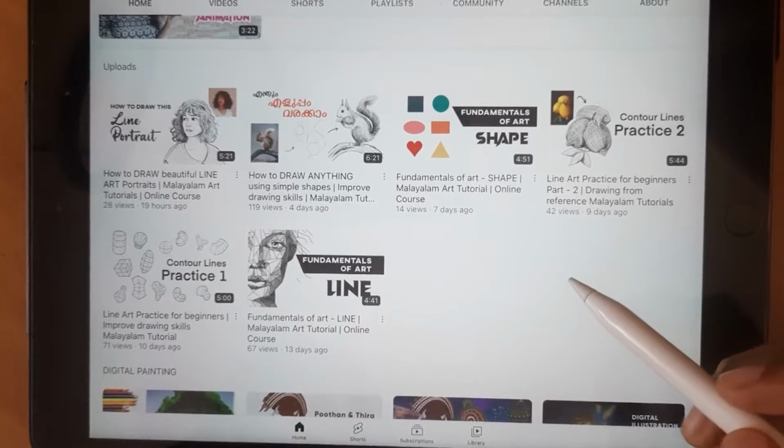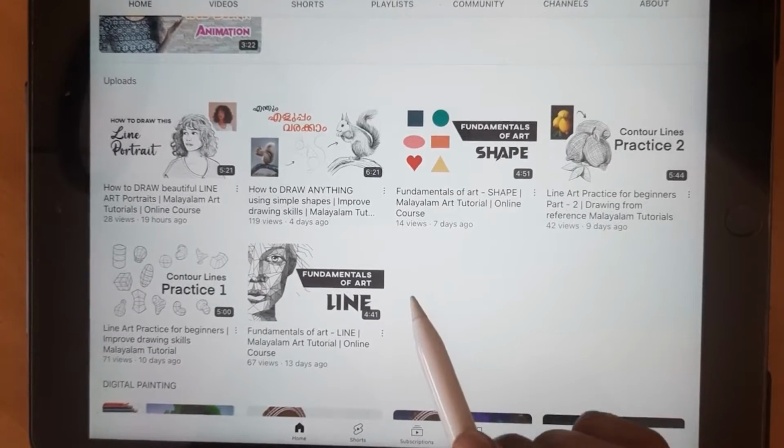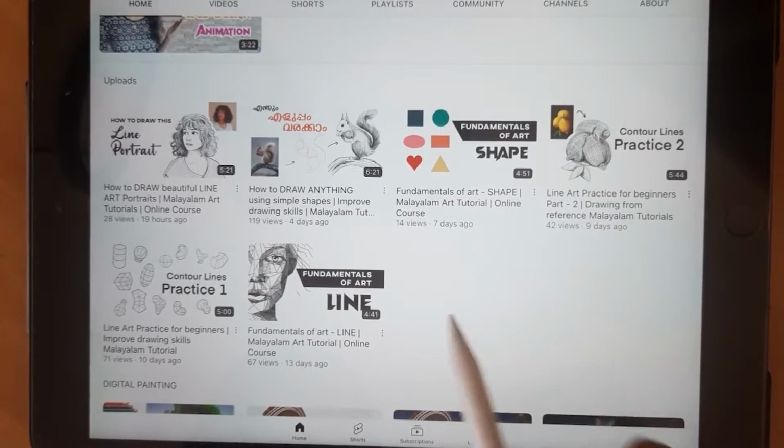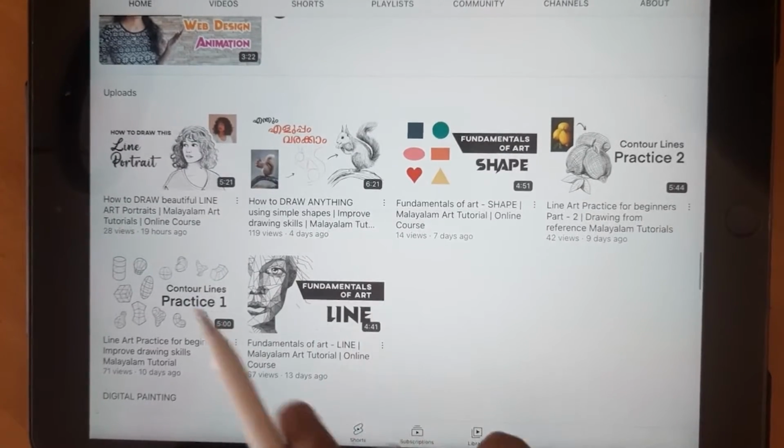Currently we are looking at fundamentals of art. In previous videos we learned about line and shape fundamentals of art, and we have also done some practices related to lines and shapes and how to draw line portraits and line art.